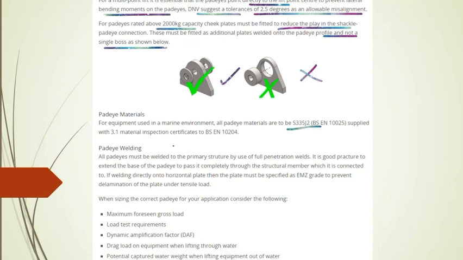Certified engine, 3.1 material certificate. Pad eye welding. All pad eyes must be welded to the primary structure by use of full penetration welds.